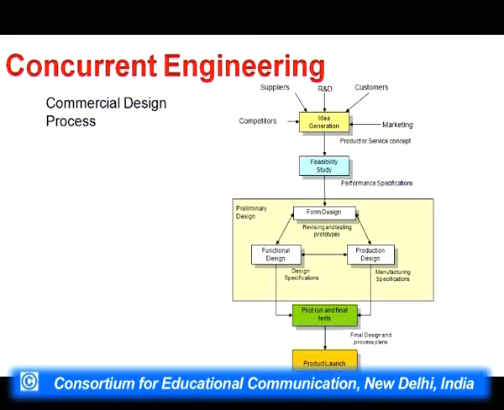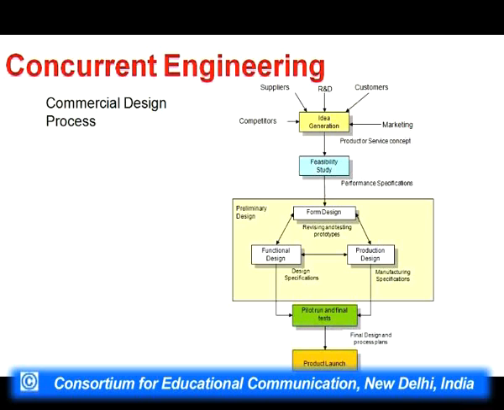Commercial design starts with idea generation. Ideas are generated through different sources: competitors, suppliers, the R&D department of the company, customers, and the marketing department. The product or service concept is introduced, and this is known as idea generation. The idea or concept is generated at this stage, and all these people work together. A feasibility study is made and performance specifications are decided.